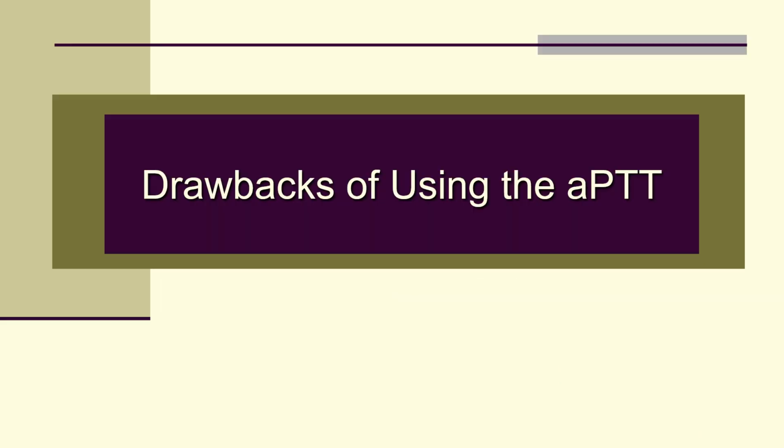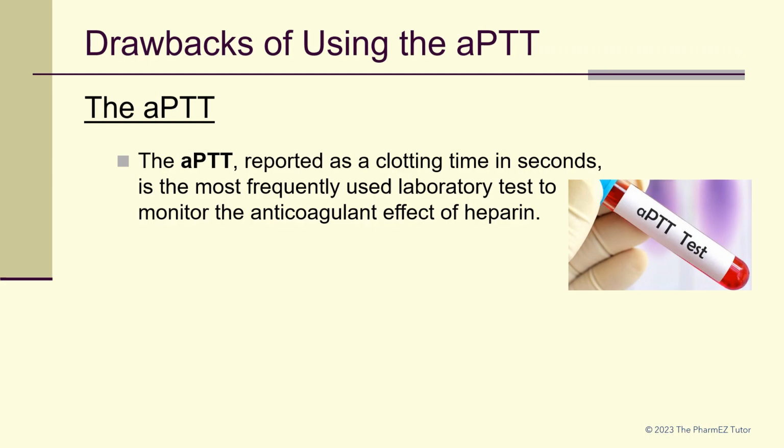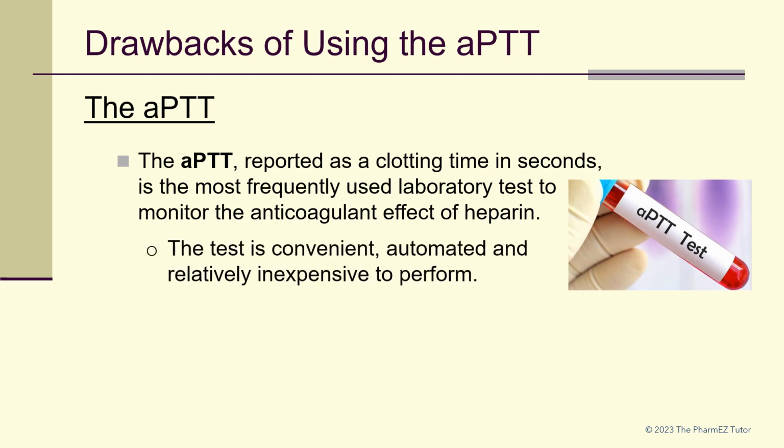The aPTT is a commonly used lab value, but it does have its drawbacks. Let's talk about some of them. The aPTT, reported as a clotting time in seconds, is the most frequently used laboratory test to monitor the anticoagulant effect of heparin. The test is convenient, automated, and relatively inexpensive to perform.